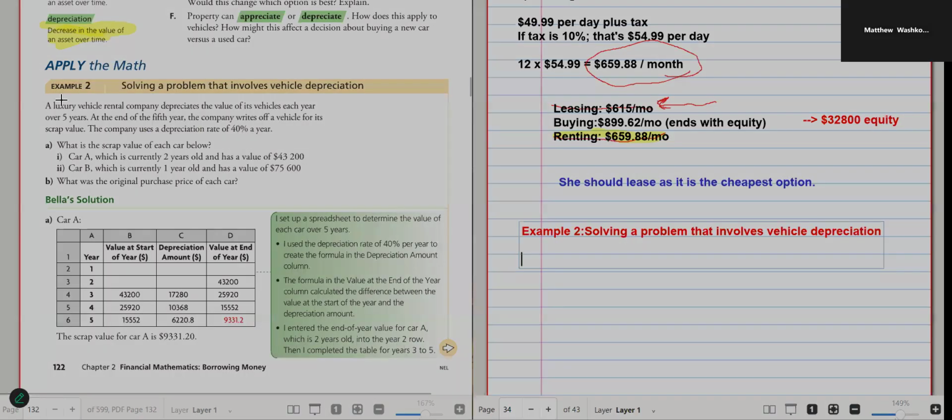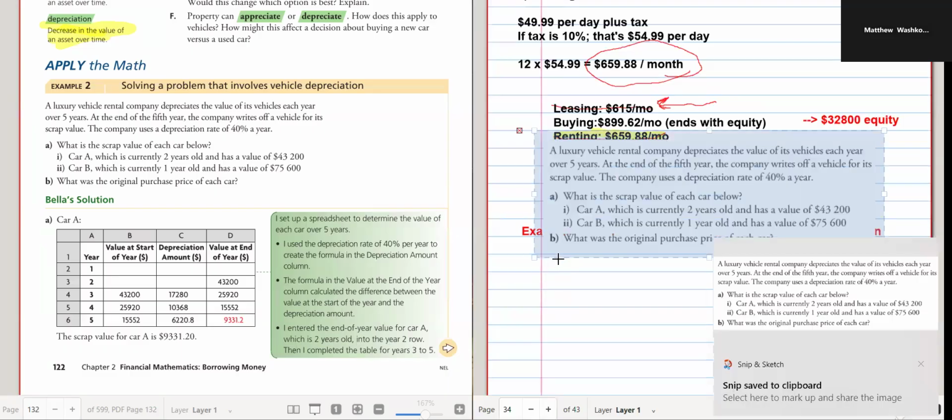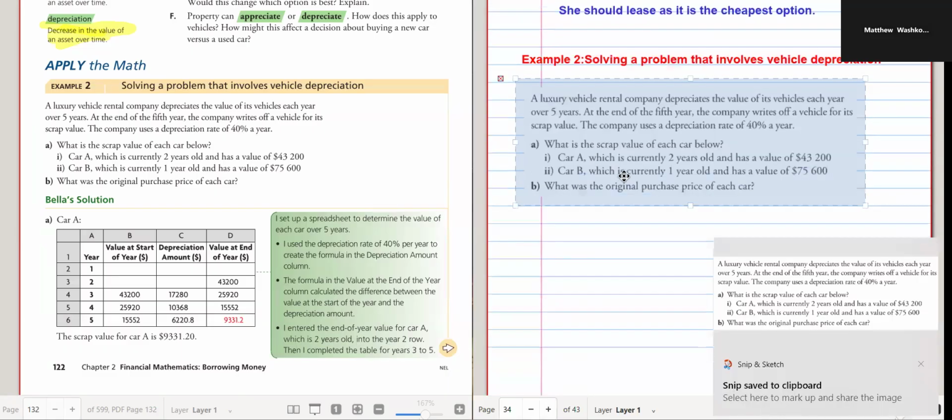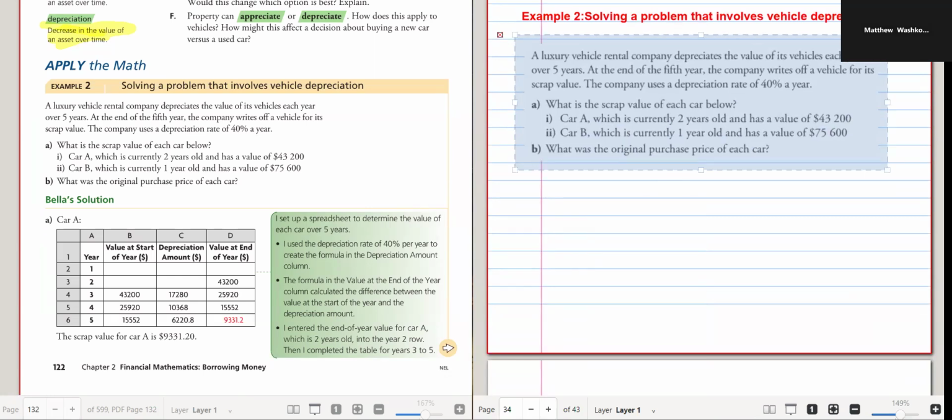So, for this one here, we have a luxury vehicle rental company that depreciates the value of its vehicles each year for 5 years, right? Because the vehicles are going to be worth less the older they get. The more kilometers you put on, the less and less they're worth.